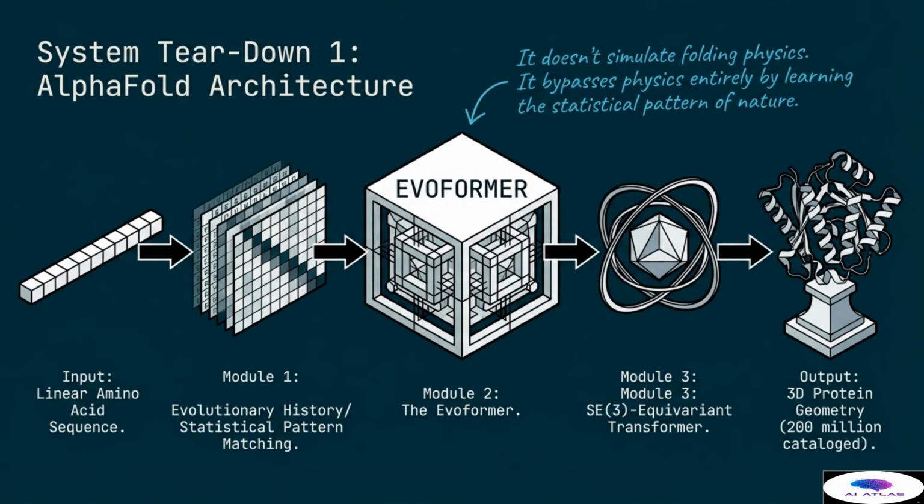From there, it enters the Evoformer, which is the heart of the system. This leads to the SE3 equivariant transformer, which finally outputs a three-dimensional protein geometry. To date, over 200 million proteins have been cataloged using this method. This architecture proves that we can achieve accurate results without needing to understand the underlying physical step-by-step mechanics, as long as the machine can identify the high-dimensional patterns that govern the final shape. It is a transition from mechanistic understanding to statistical mastery.